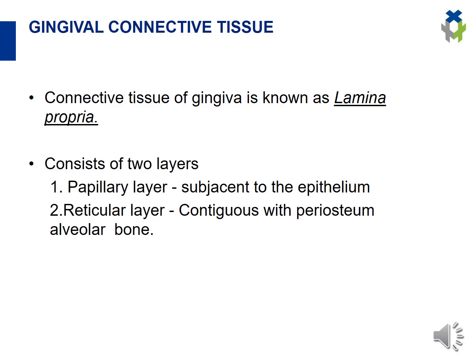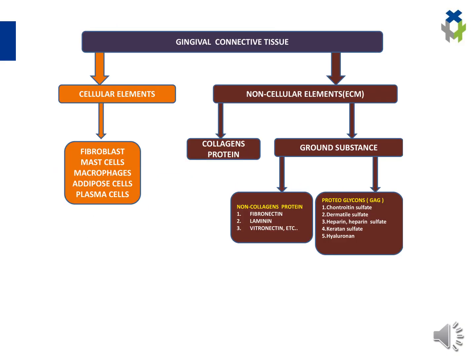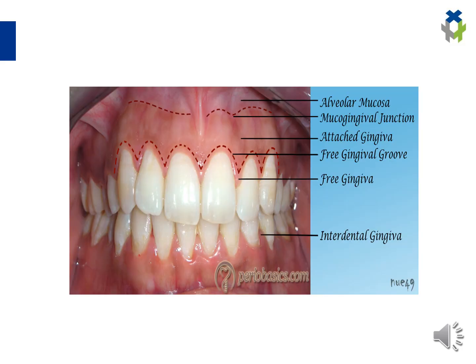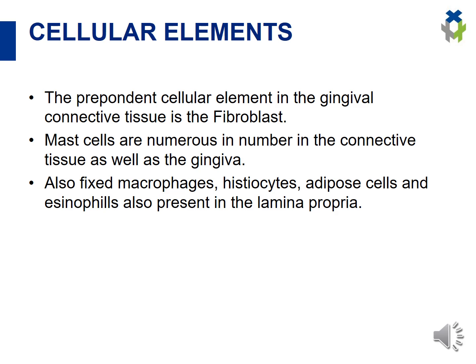It consists of two layers: the papillary layer, which is subjacent to the epithelium, and the reticular layer, which is contiguous with the periosteum of the alveolar bone. The gingival connective tissue is composed of cellular elements, which include fibroblasts, mast cells, macrophages and the adipose cells. The non-cellular elements include the collagen proteins and the ground substance, which includes fibronectin, laminin and the proteoglycans such as chondroitin sulfate, dermatan sulfate, heparin and hyaluronan. Moving on to the cellular elements, the predominant cellular element in the gingival connective tissue is the fibroblast.